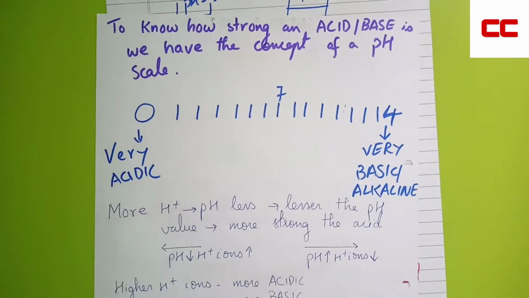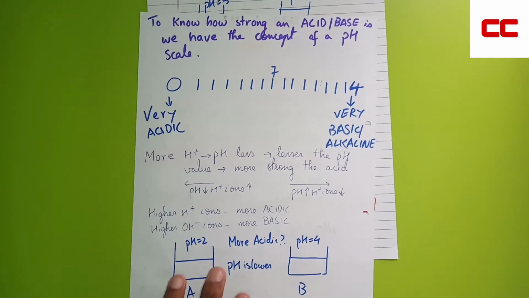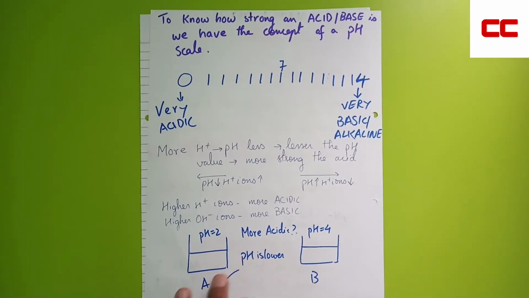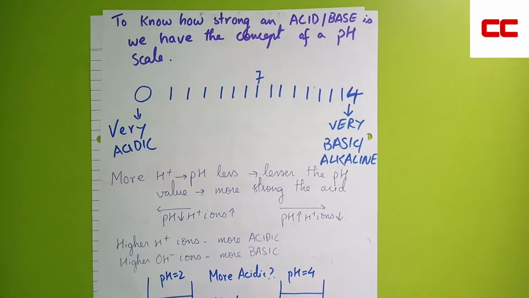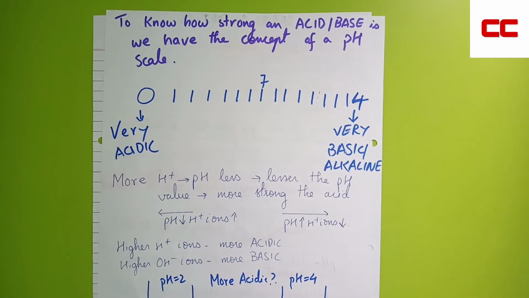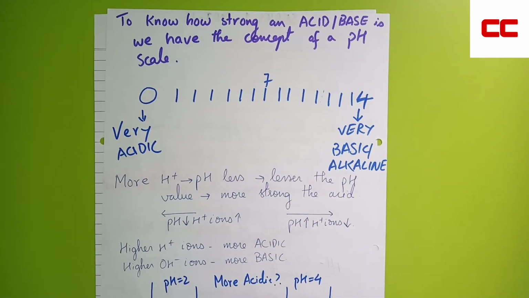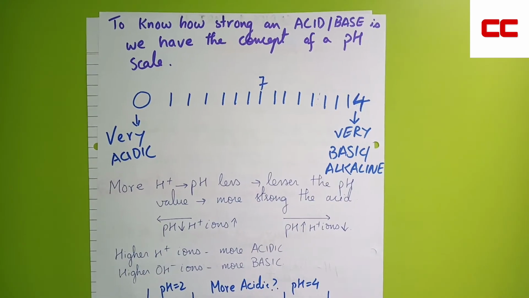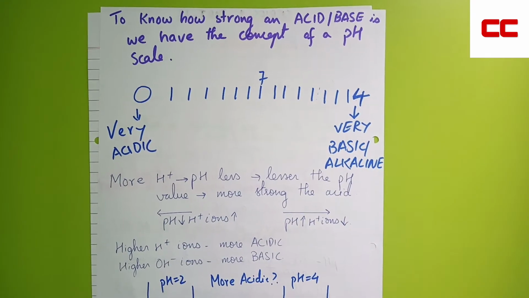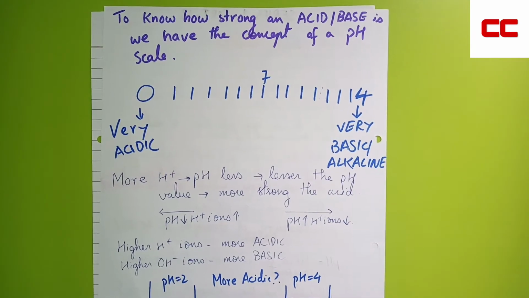So to know how strong an acid or base is, we have the concept of a pH scale. So 0 is very acidic and 14 is very basic or alkaline. Alkaline also means basic only, and neutral is 7. So in a pH scale, the values are from 0 to 14. 0 to 7 you call acidic, and 7 is neutral, and 7 to 14 is basic.